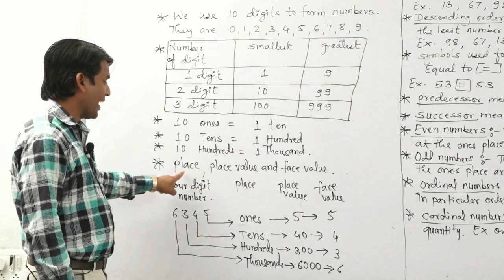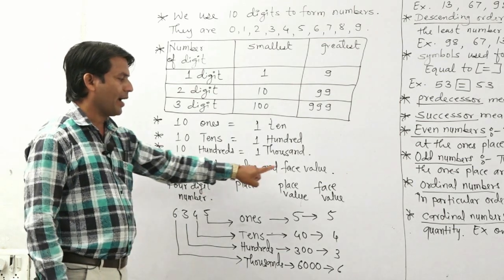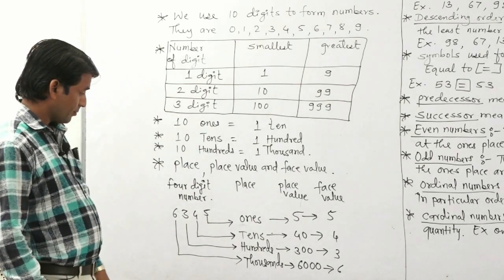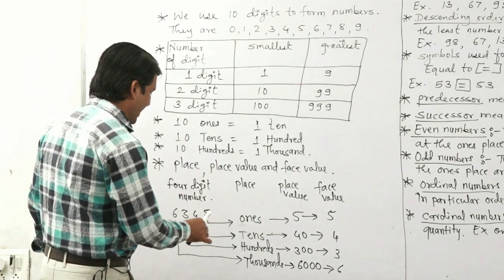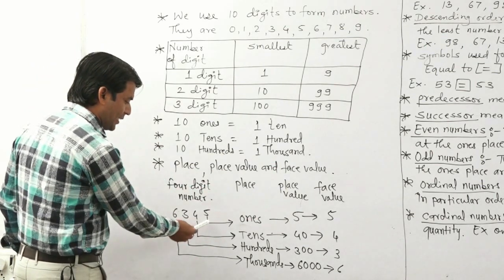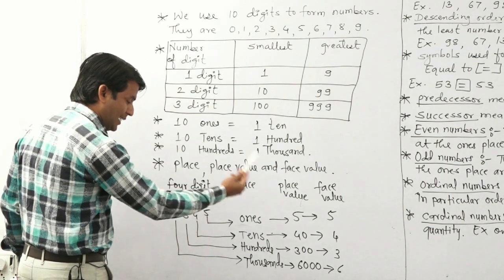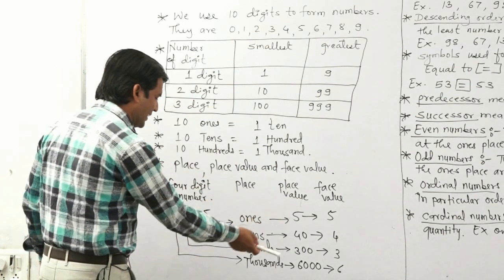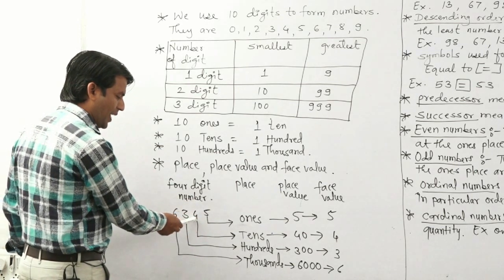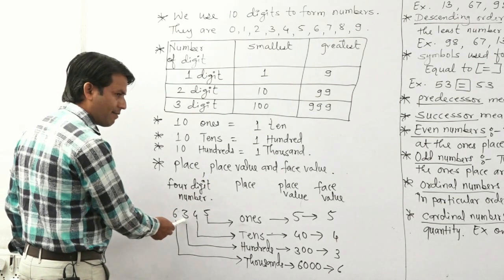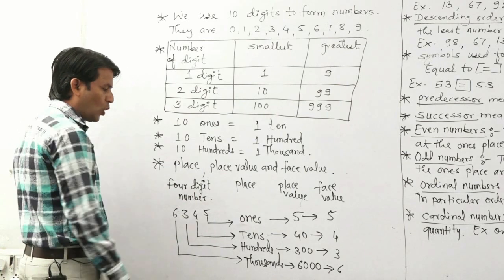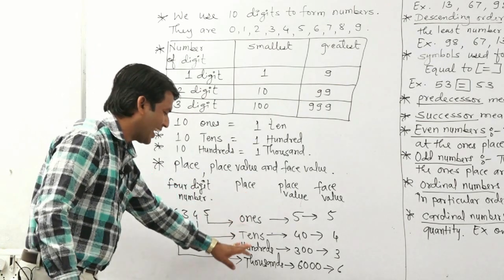Next one, place value and face value. While counting the place, we have to count from the right side. The first digit from the right side is at the ones place. Second one is at tens place. Third one is at hundreds place. And fourth one is at what? Thousands place. So I wrote here the place of each digit.